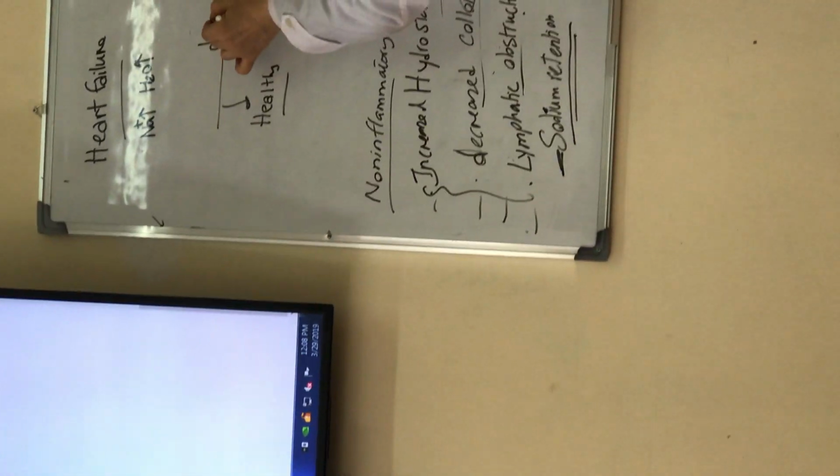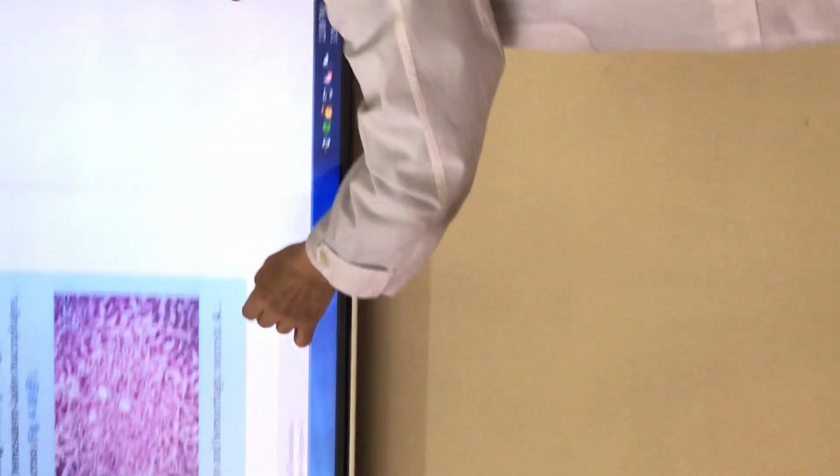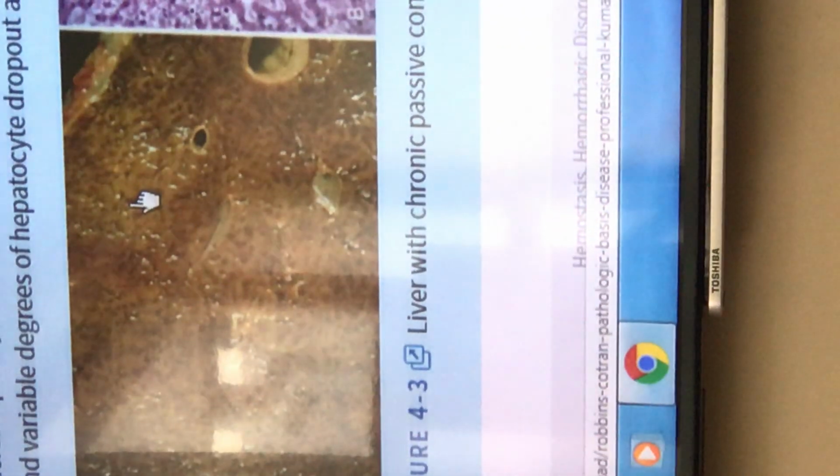These central cells make these depressed areas that are necrotic and darker. These are darker parts that are necrotic, and the lighter are the healthy tissue. This gives a nutmeg appearance to the liver.